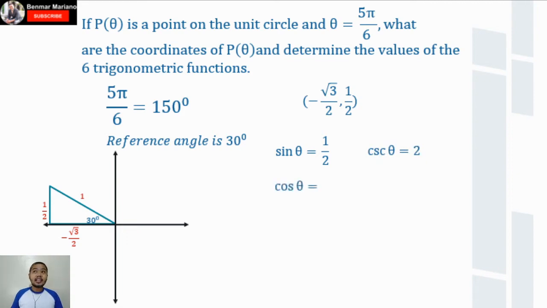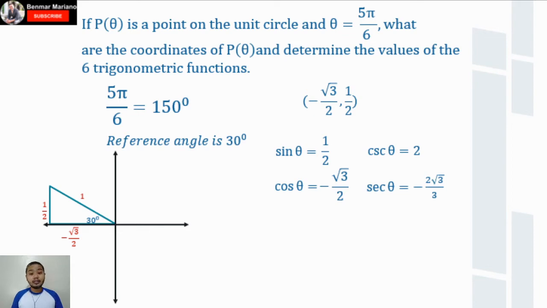Next, cosine theta. Cosine theta is adjacent over hypotenuse. In our figure, that will be negative square root of 3 over 2. Reciprocating that one, that would be negative 2 over square root of 3. Rationalizing that one, we will get the value of secant theta, and secant theta is negative 2 square root of 3 over 3.